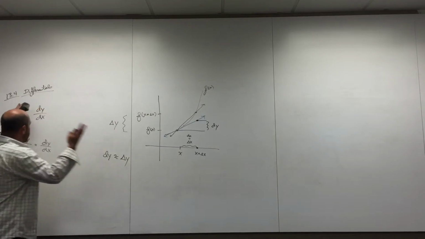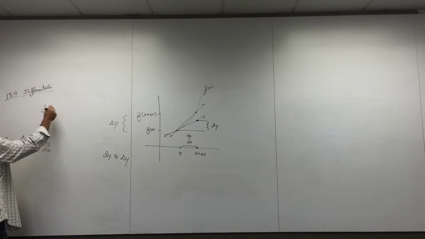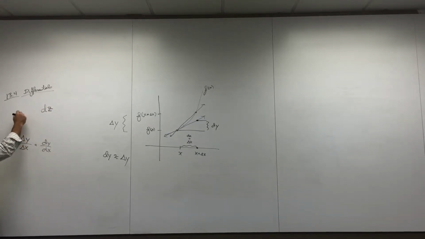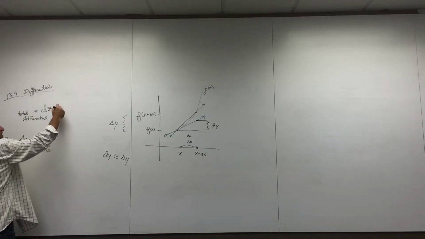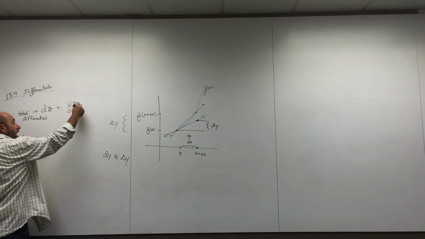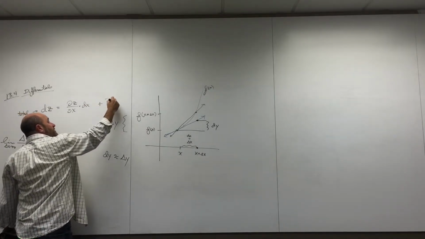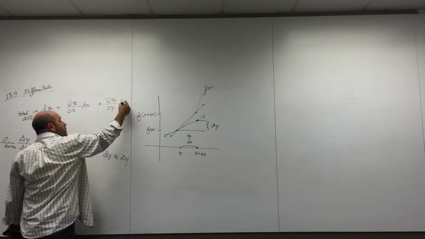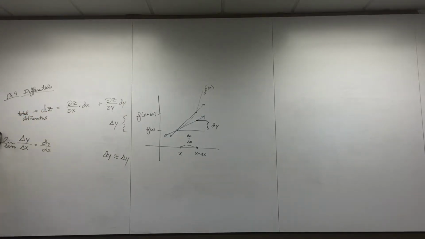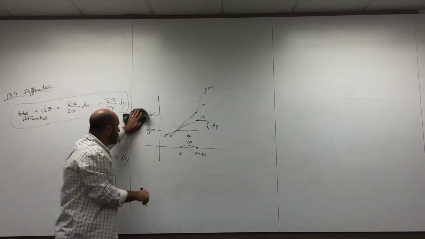And so in 13.4, it's a new idea. What we have is this thing called dz. This dz is called the total differential. There's a little formula for it. It's the partial derivative of z with respect to x times dx, plus the partial derivative of z with respect to y times dy. This is a cool little formula. You'll need this on the test in a couple weeks. You'll need this for 13.4 problems.